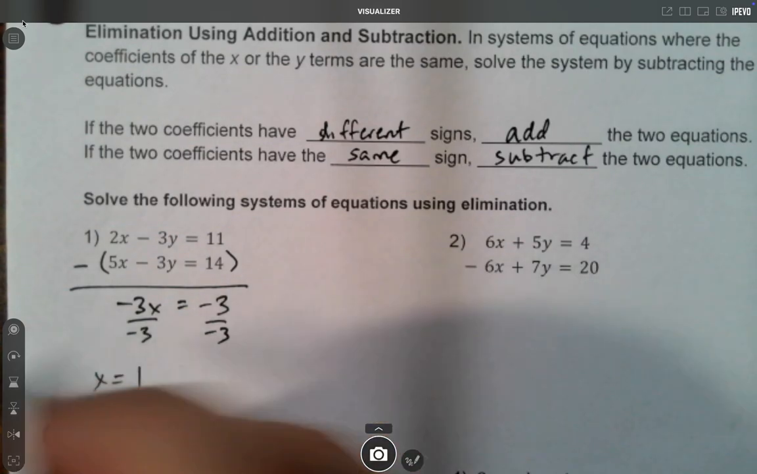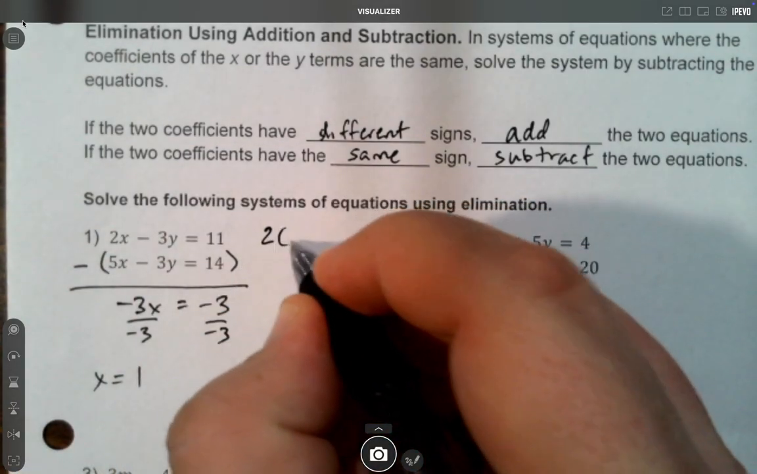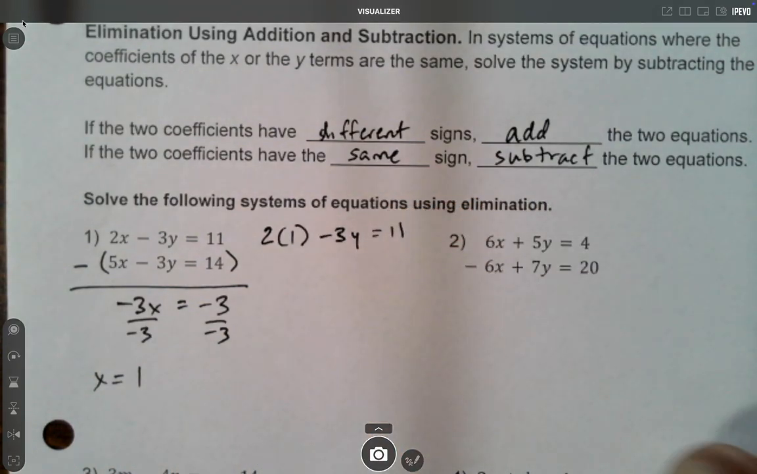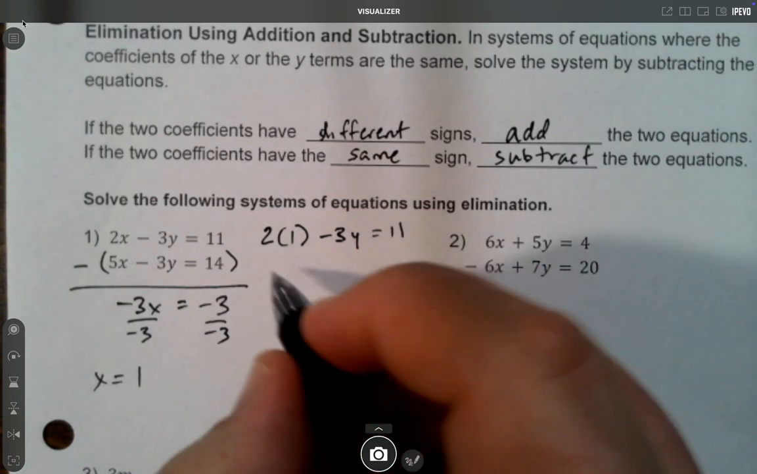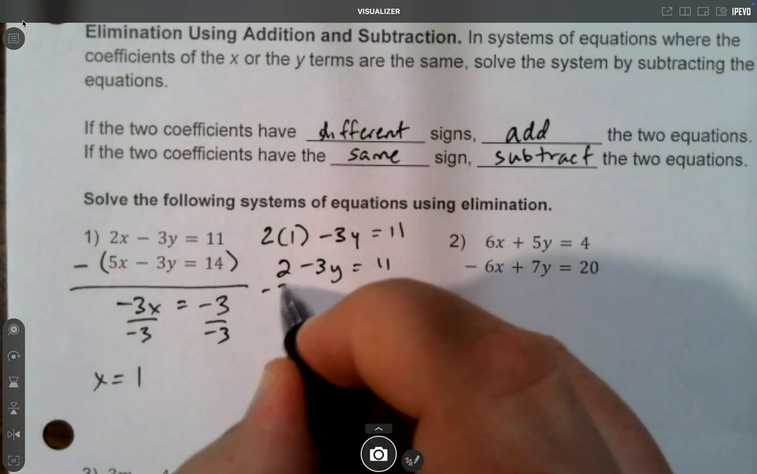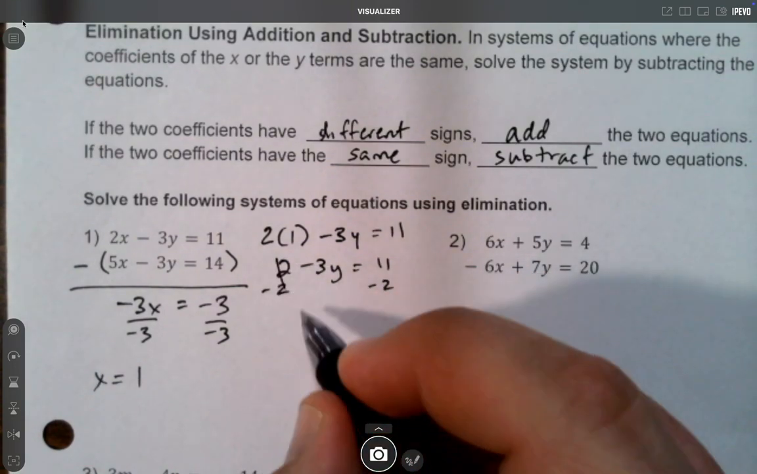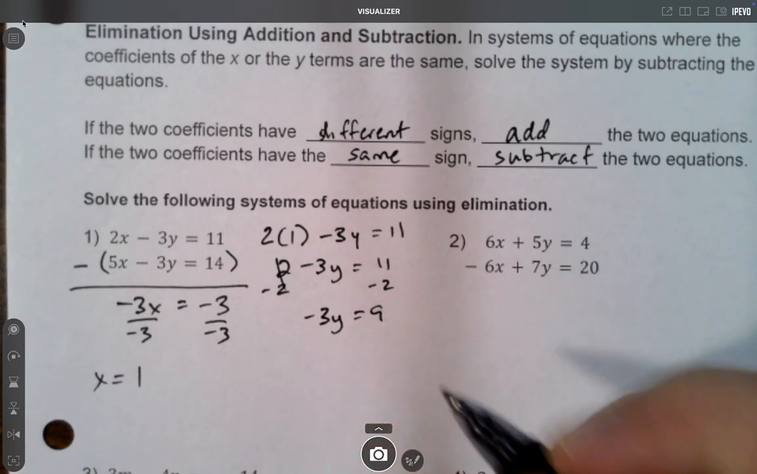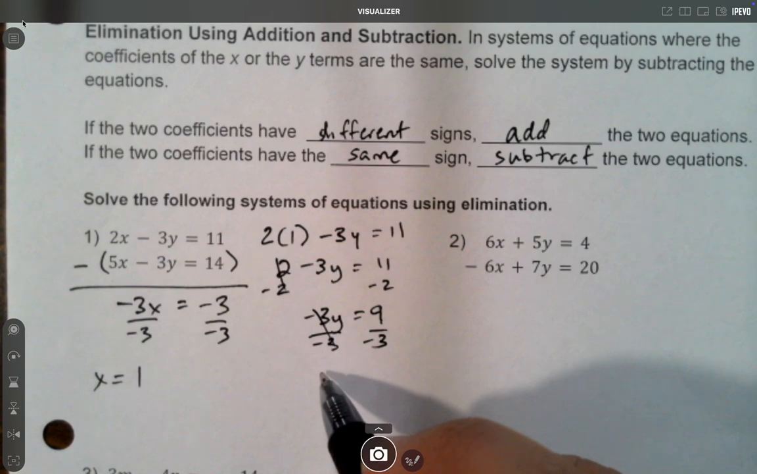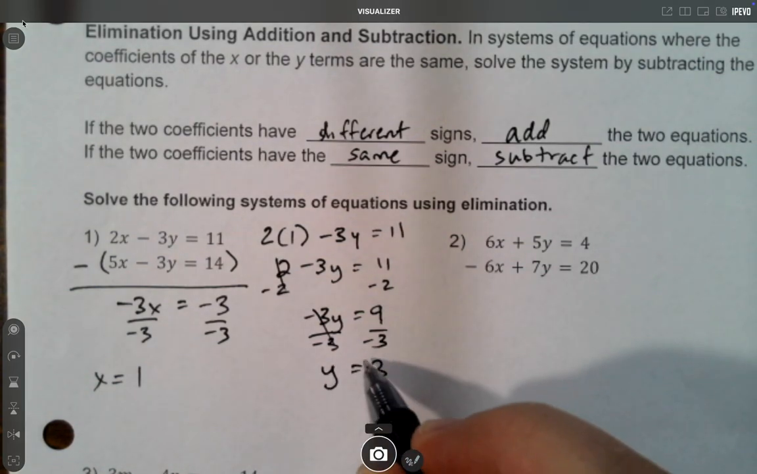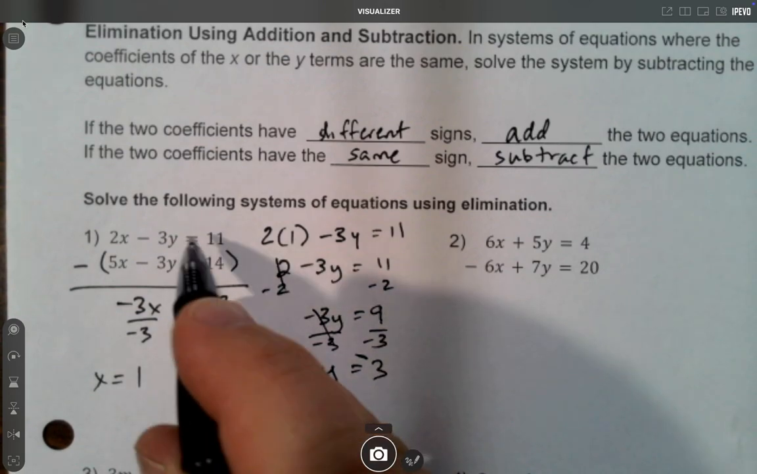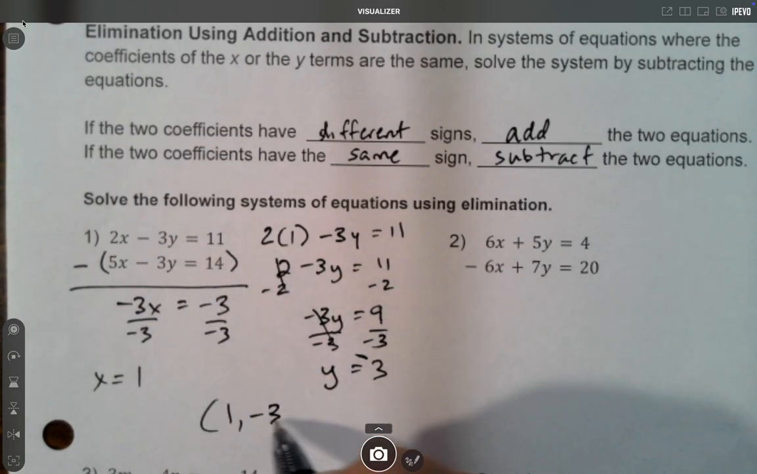So you can pick whichever one you want. I'll just tend to pick the top one, unless there's a good reason to pick the bottom one instead. But it's okay to do either one. So I plug in 1 for x. 2 times 1 is 2. Subtract 2 from both sides, and I get negative 3y equals 9. Then I divide both sides by negative 3, and I get y equals negative 3. So our solution to this system of equations is 1, negative 3.